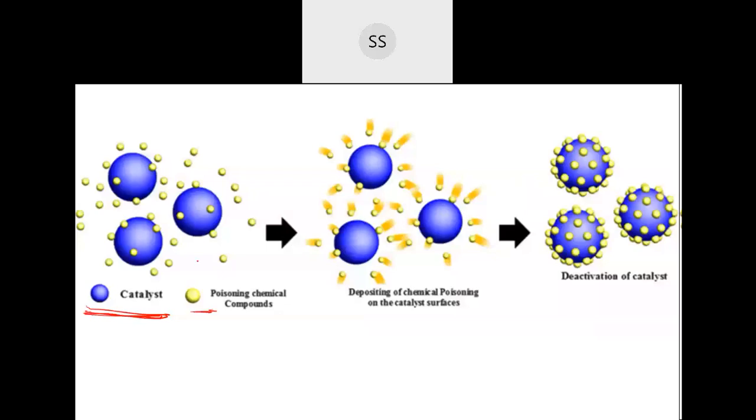Now this is one diagram which I have taken here just to explain how poisoning is done. So imagine this is a palladium catalyst. You can see here the palladium catalyst, the blue ones. Then here you can see the yellow ones. These are the poisons. Poisoning means you are reducing the efficiency of the catalyst. You don't make them react in a better way.